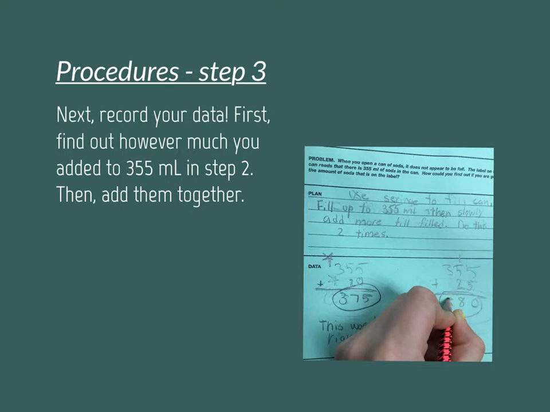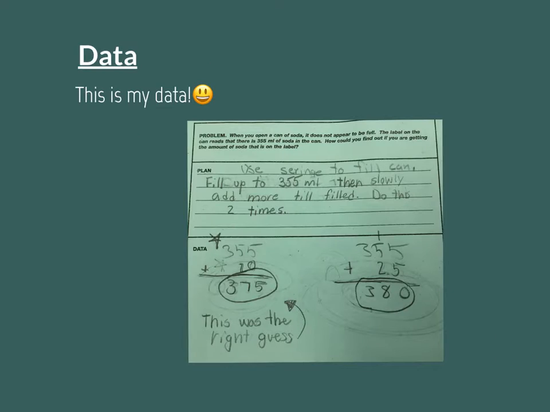Procedures. Step 3. Next, record your data. First, find out however much you added to 355 milliliters in step 2. Then add them together. Data. This is my data.